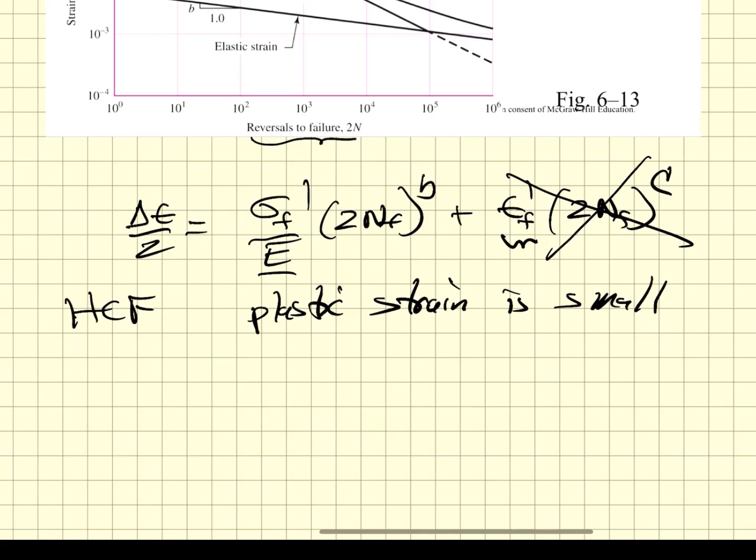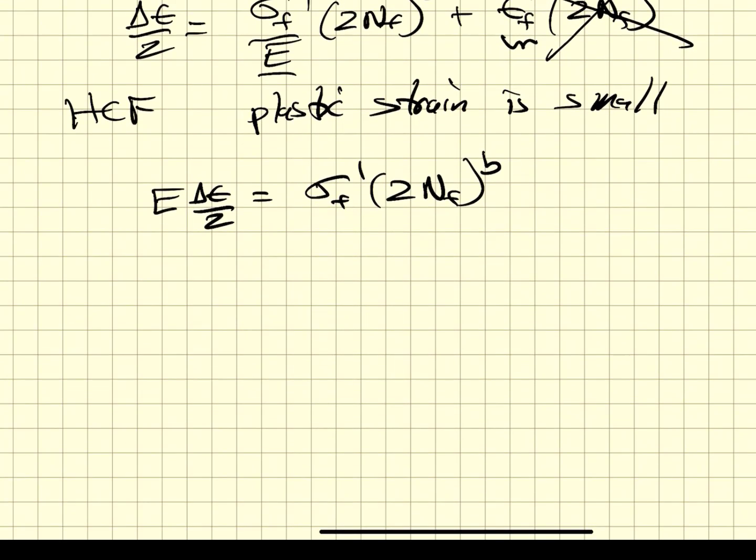So then we multiply through by E and we get that E times the strain amplitude is equal to sigma F prime times 2NF to the B. Remember, this is all simple approximations. This over here becomes a reversed stress amplitude. So that's equal to sigma F prime times twice NF to the B.